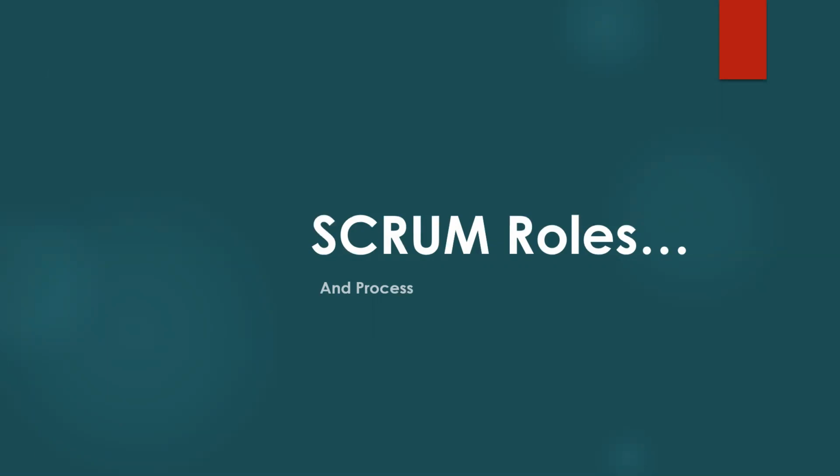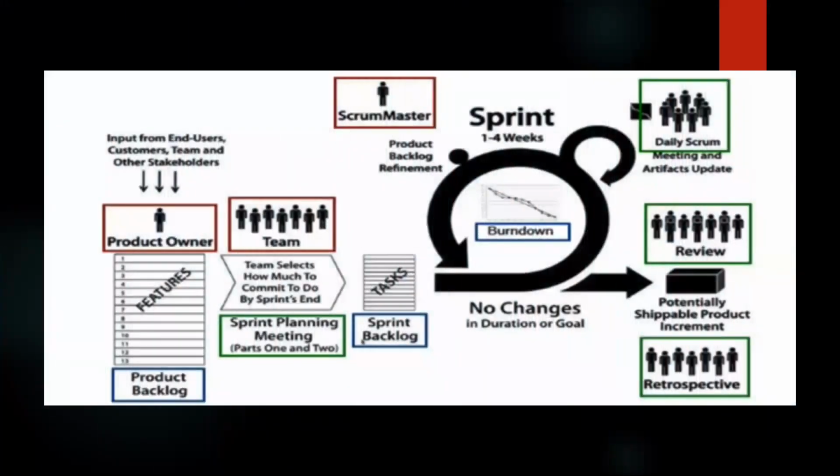Okay, in the Scrum roles, we have three roles majorly. One is the product owner, the second one is the Scrum Master, and the third one is the sprint team. So this is my Scrum product owner, this is the Scrum Master, and this is my Scrum team. These three are the main roles: product owner, Scrum Master, and team.